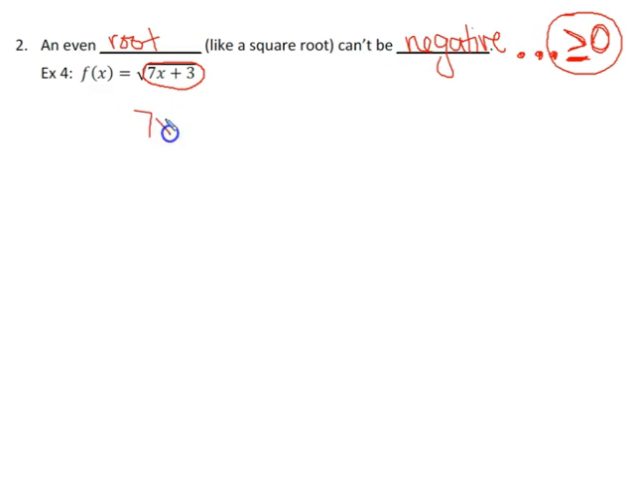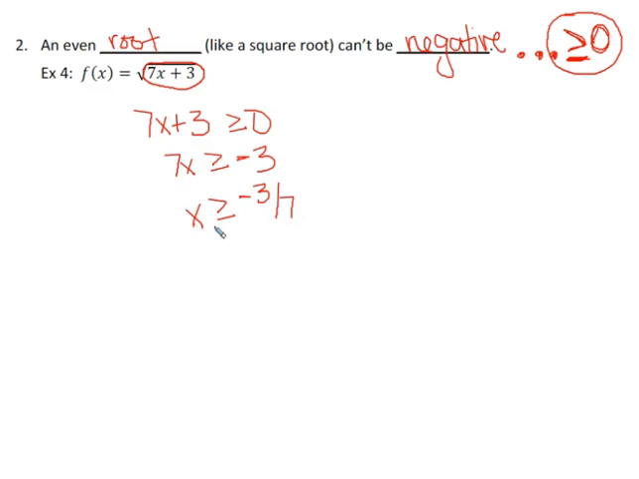So the inside quantity would have to be greater than or equal to 0, because this quantity cannot be negative. You cannot take the square root of a negative number. So if we start to solve for x by moving some things around, we can subtract 3 on both sides, and dividing by 7 would give us -3/7.